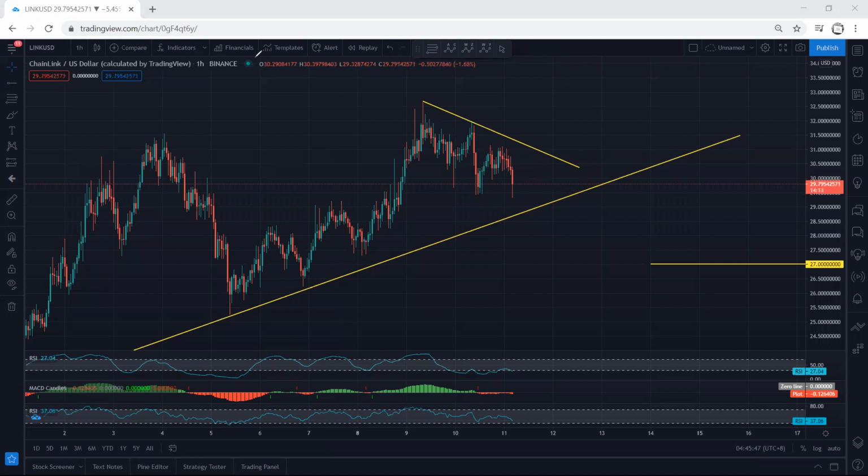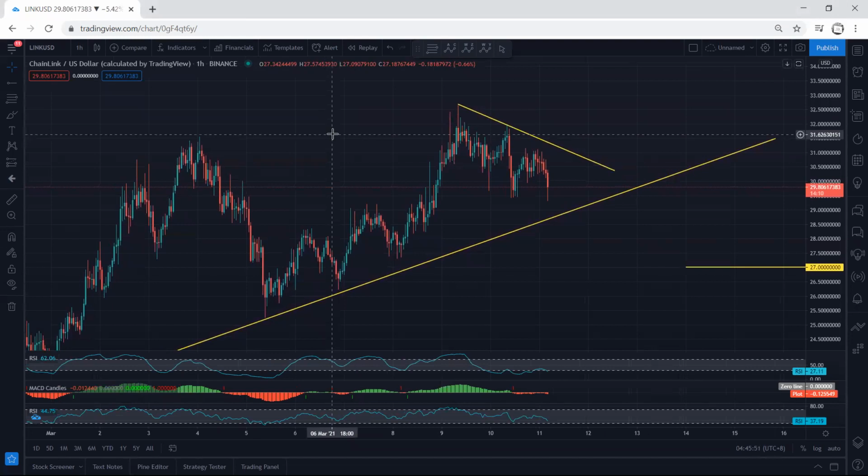Anyway, we just follow the chart. We see how we can get a trade. And if I see any update, I will share.